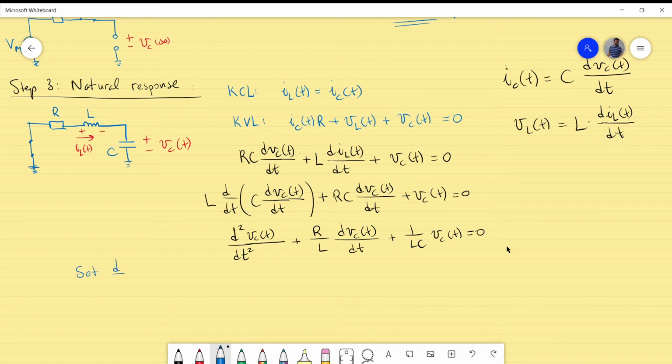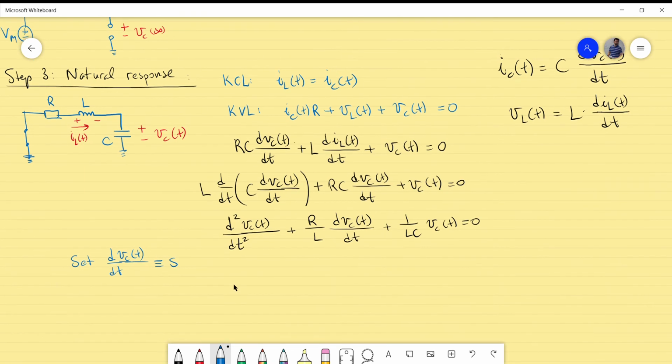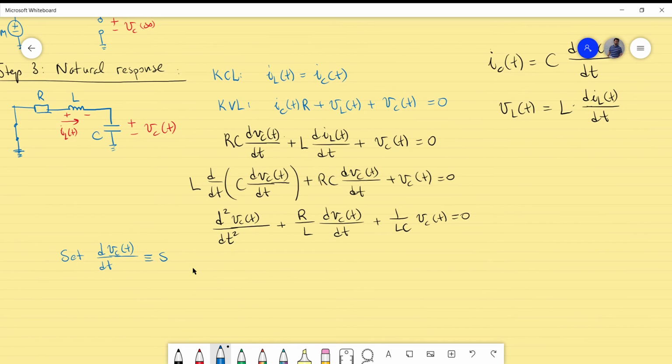Where I see the first derivative of the capacitor voltage, I will set that equal to S. So I will define a variable S. This is actually also the Laplace parameter. You might have seen this before in other courses. So what we'd like to do now is just rewrite this using the parameter S.